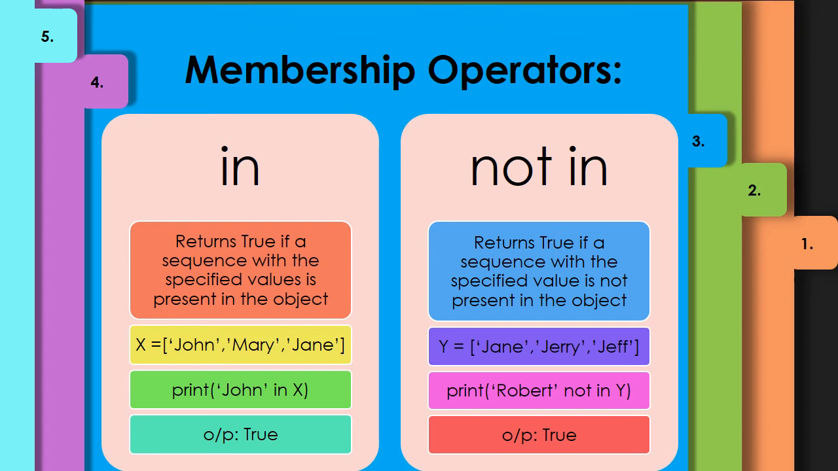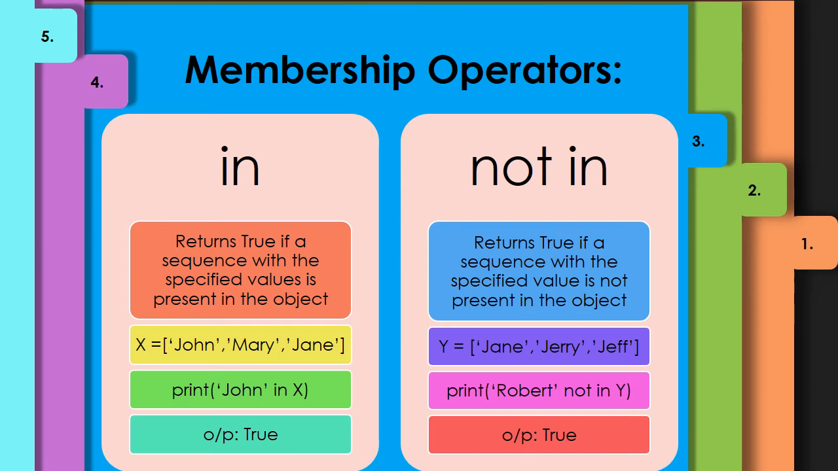Now we have a y variable and a list. We are storing the list values, you can say the strings Jen, Jerry and Jeff, as members of the list, and storing that list in y.